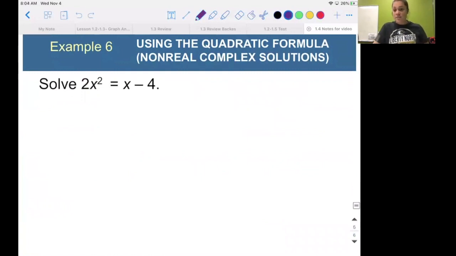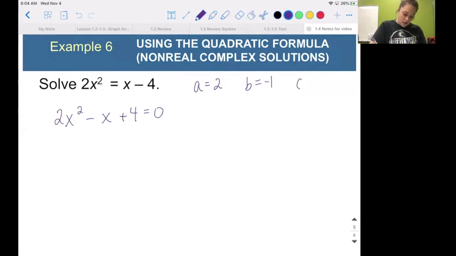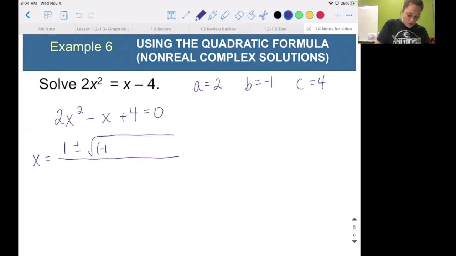For our next equation, we need to move the x over by subtracting it and move the 4 over by adding it. And then we can say that our a is 2, our b is negative 1, and our c is 4. All right, so here we go, plugging it into the equation. We're going to start with negative b, so we're going to change that to a positive 1, plus minus the square root of b squared minus 4 times a times c, all over 2 times a.